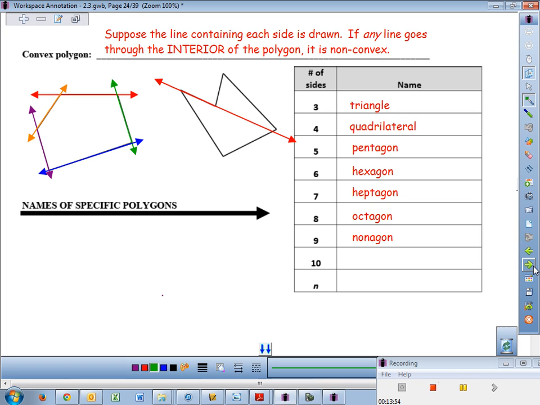10 sides. You know, like a nice metric way to say 10? Deca, right? Deca means 10, so decagon. A decagon. And that's all we're going to learn.